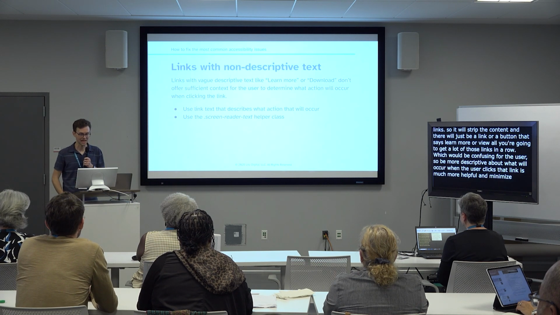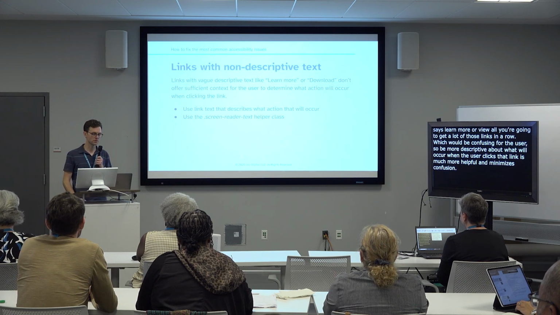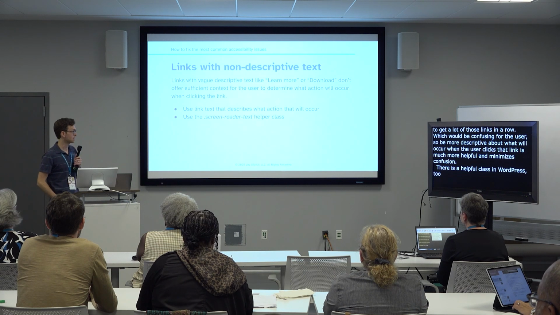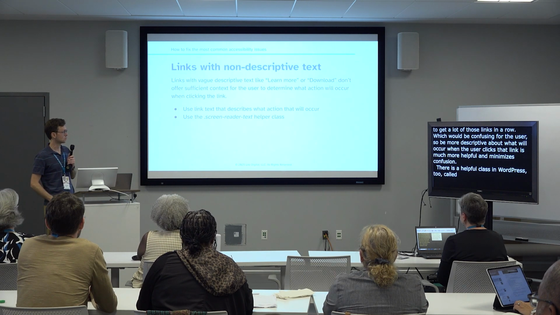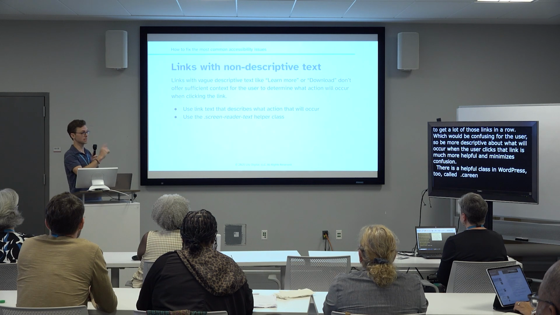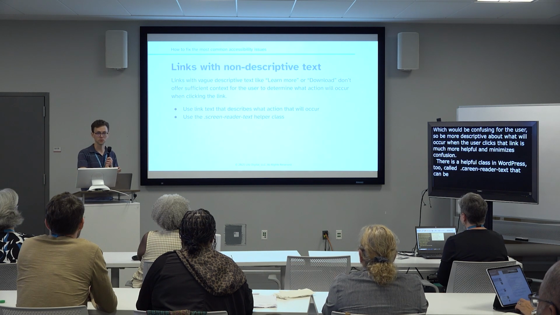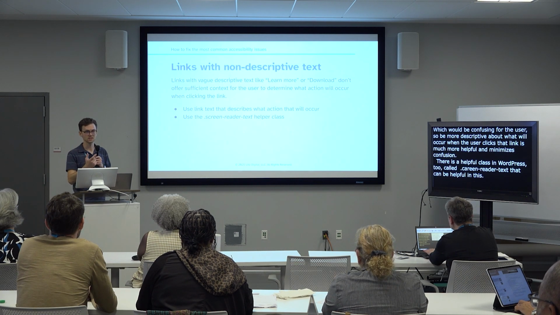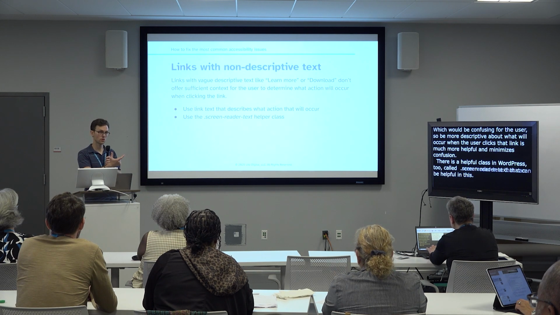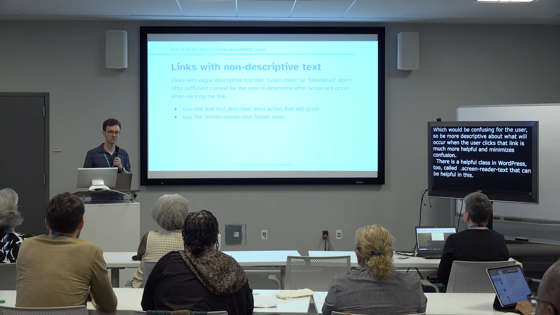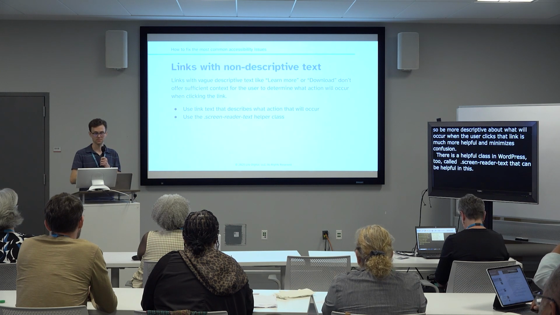There is a helpful class in WordPress too called Screen Reader Text that can be helpful in this case. So if we imagine a link, instead of saying learn more about our community programs, there's a way to hide the about our community programs visually while still making that available to the screen reader. And I'll show an example of that in a moment.